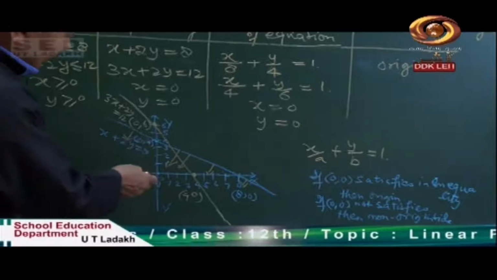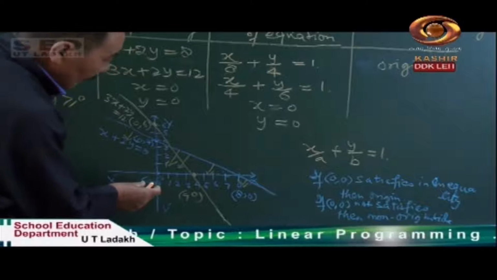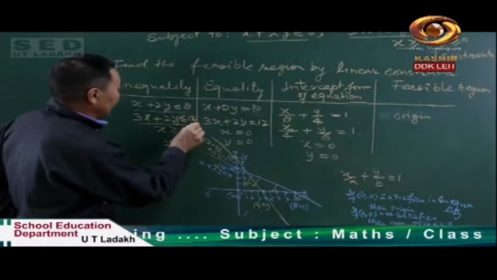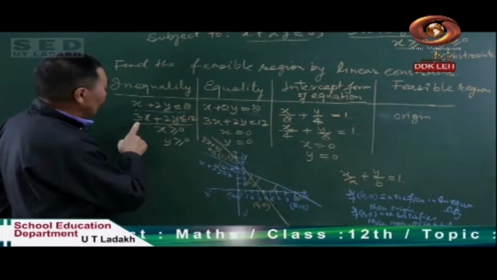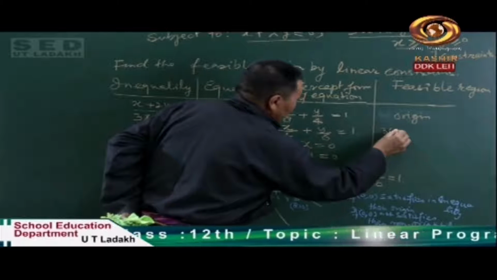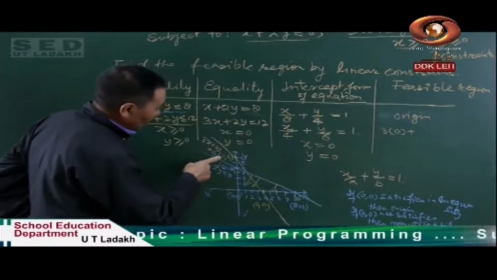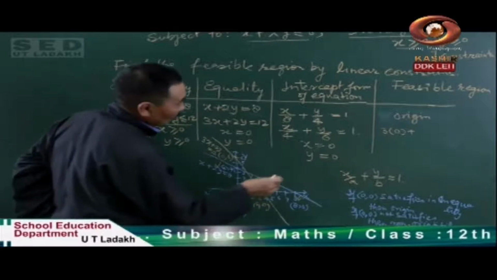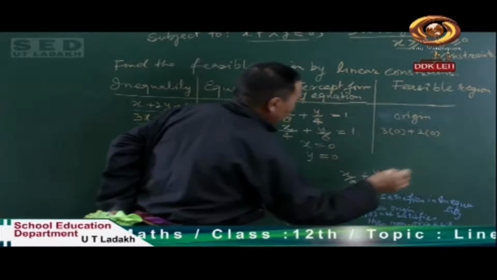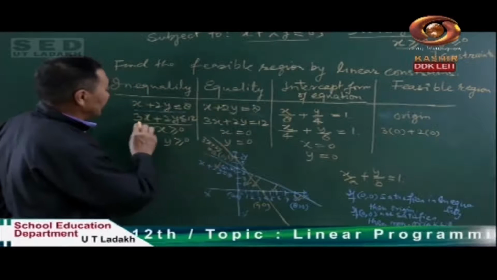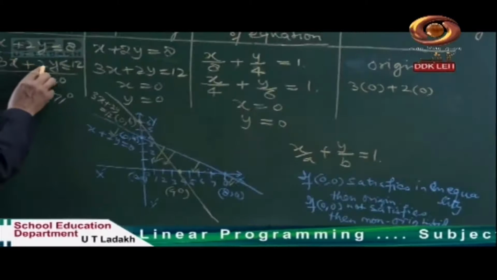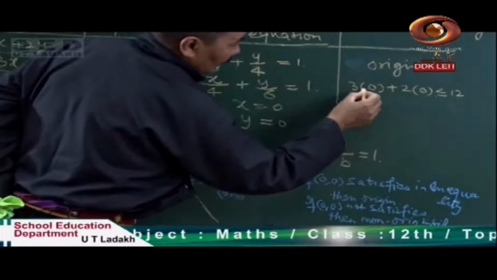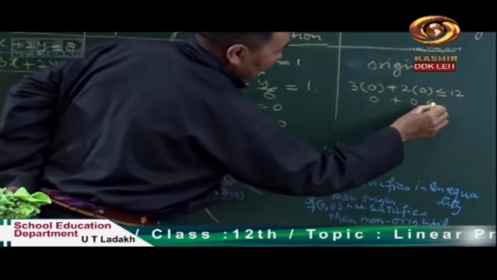Now if we use the origin again in the second inequality, then what will we get? We get 3 into 0 plus 2 into 0. We have to use this value in the equation. 3 into 0 plus 2 into 0 less than or equal to 12. So if we multiply this, it will become 0 less than or equal to 12.